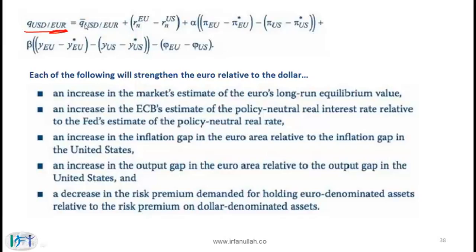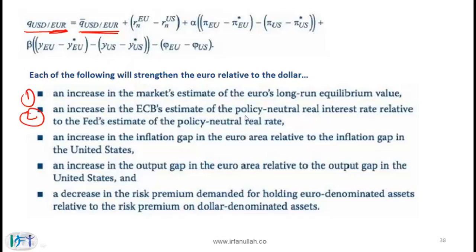As we've discussed earlier, Q bar refers to the equilibrium exchange rate. So effectively what we are saying is that each of the following will strengthen the euro relative to the dollar. First, an increase in the market's estimate of the euro's long-run equilibrium value. So that's this number over here. An increase in the market's estimate of euro's long-run equilibrium value will increase the real exchange rate, all else equal. The second element, an increase in the ECB, this is the European Central Bank.